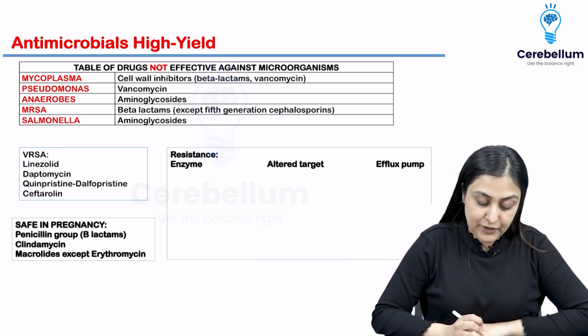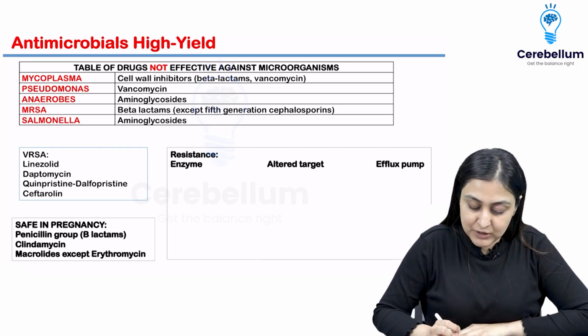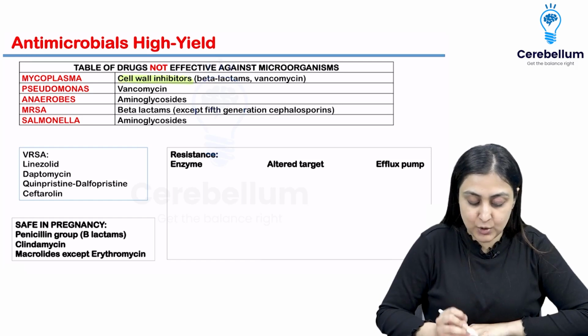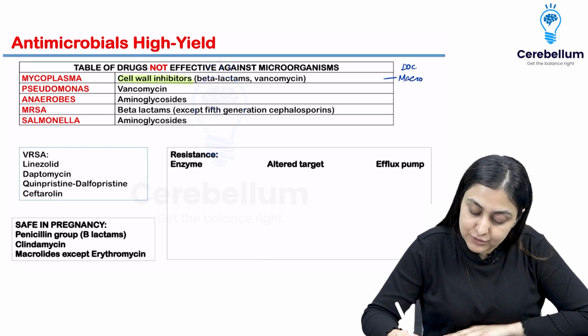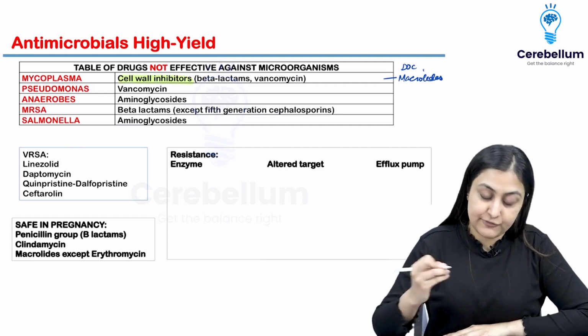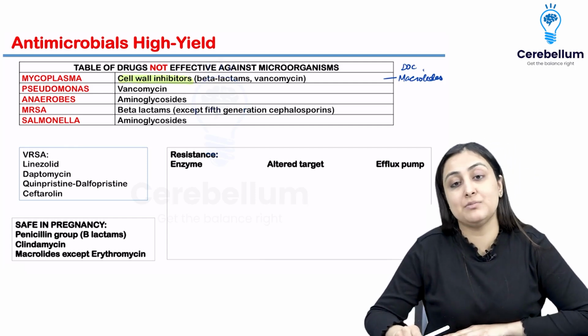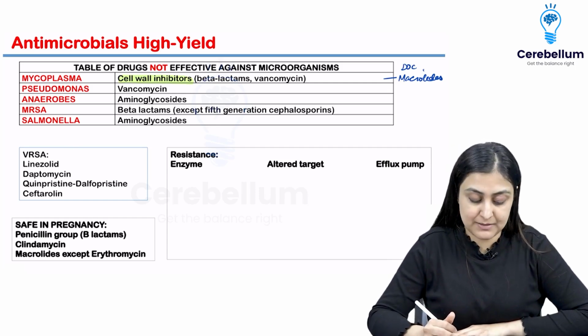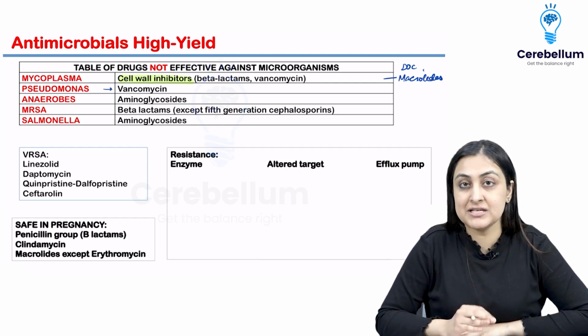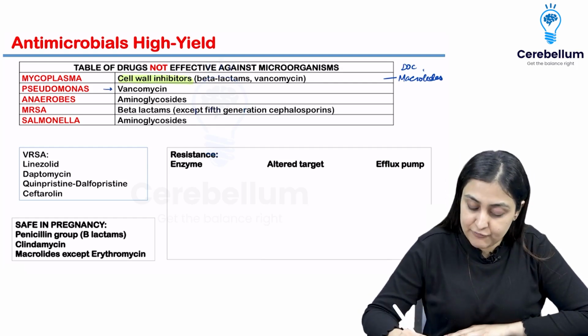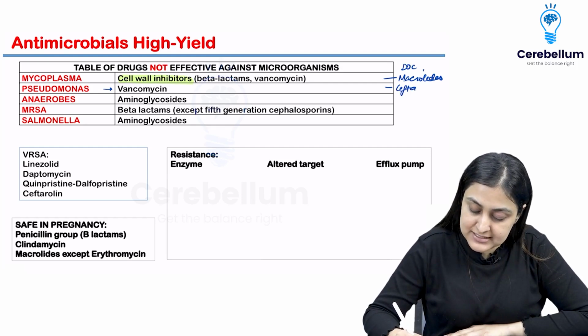For mycoplasma, remember, cell wall inhibitors, like the first category that we did, are not effective. What is the drug of choice? Let's just do that simultaneously. It is macrolides, as we discussed. For pseudomonas, remember, vancomycin is not effective. You might feel vancomycin is effective against MRSA, must be against pseudomonas. No, and that is why I am giving you this table. So these are the ones which are not effective. For pseudomonas, the drug of choice is ceftazidime.